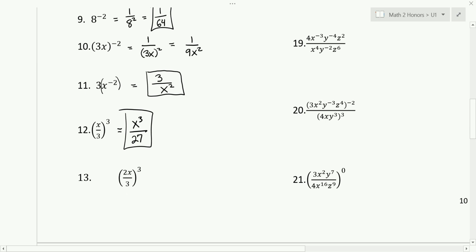So this next one, we're cubing. And so everything's going to be cubed. So the 2 is going to be cubed, the x is going to be cubed, the 3 is going to be cubed. And so what's the numerator going to end up being? Okay. 2 times 2 times 2 is 8. 3 times 3 times 3 is 27. Can we reduce that fraction? No.